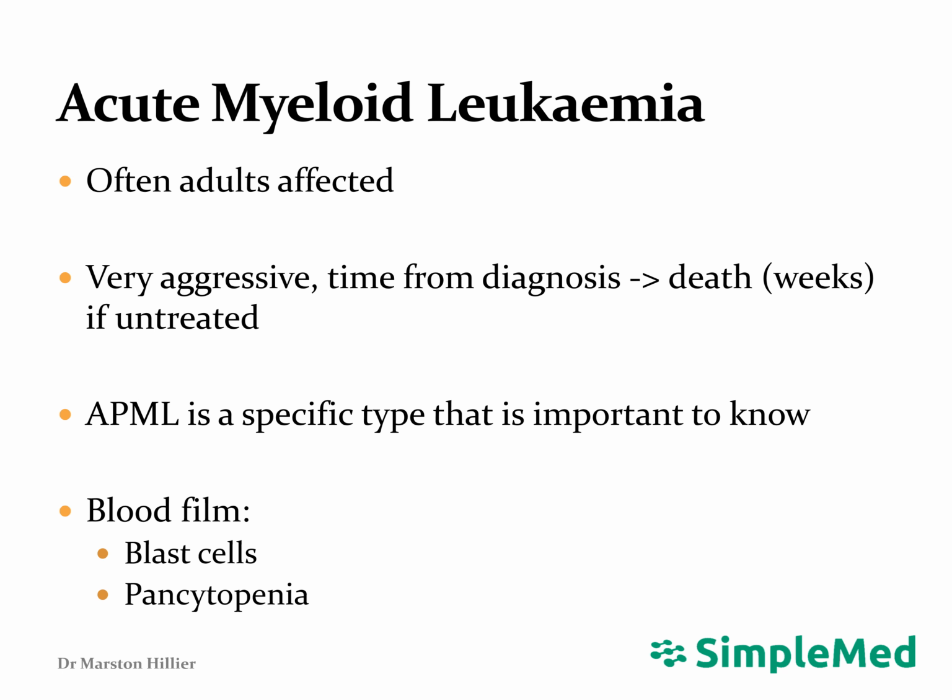If left untreated, the time from diagnosis to death is often weeks due to bone marrow failure. With modern chemotherapy, it is very treatable. Under a microscope, you would expect to see a large number of blast cells with a simultaneous pancytopenia, where the levels of hemoglobin, platelets, and normal white blood cells are very low.